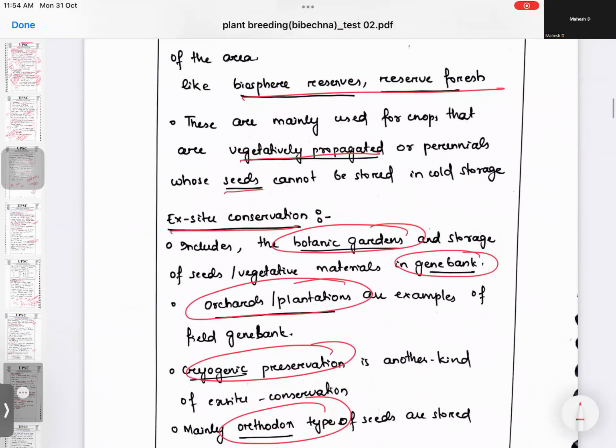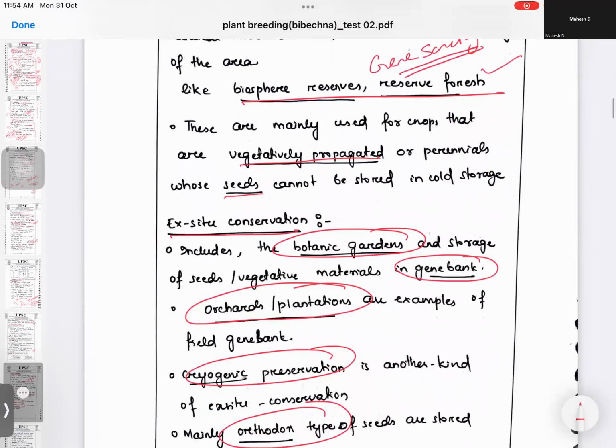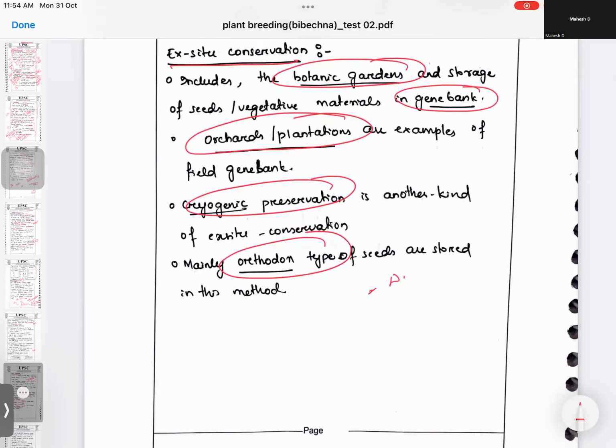So you have written all the important points. Also, in in situ, though it is enough, all the points which I've written, still you can write gene sanctuaries. This is also one point. The in situ method, gene sanctuary, is also there. In ex situ, you have covered most, like the field gene bank and DNA gene bank. Because these are emerging, like the shoot tip gene bank. All these things are emerging.